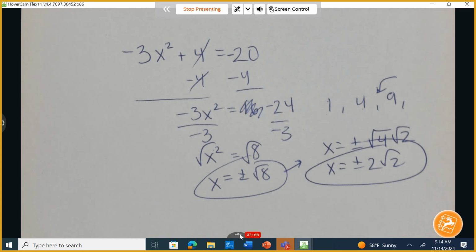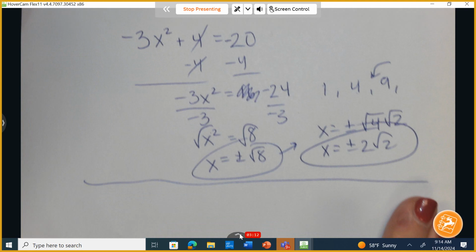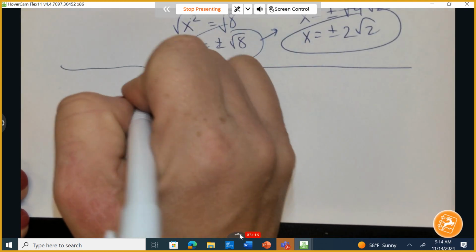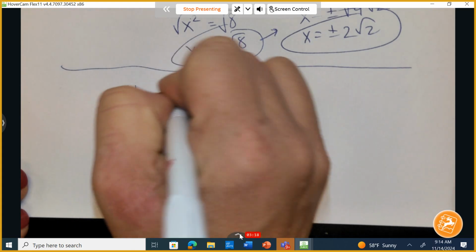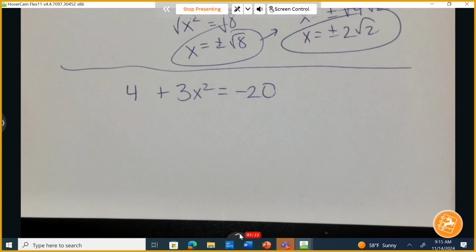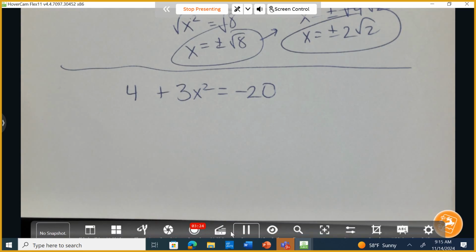Now, what if I just slightly change this? So now I'm going to have you do the same problem, which means you're probably going to get an answer that looks much the same, but it's going to look like this. 4 plus 3x squared equals negative 20. Go ahead and solve this one, please.